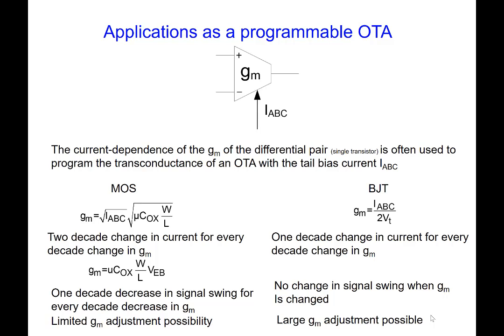And if you go down to smaller GMs with the MOS device by adjusting the tail current, the MOS device becomes grossly less linear than the bipolar device. Is that clear? So large GM adjustment range is possible with a bipolar differential pair, several decades of adjustment, because the signal swing is not dependent upon the GM, but you have very limited adjustment capability on the MOS structure because the signal swing changes as you change GM.